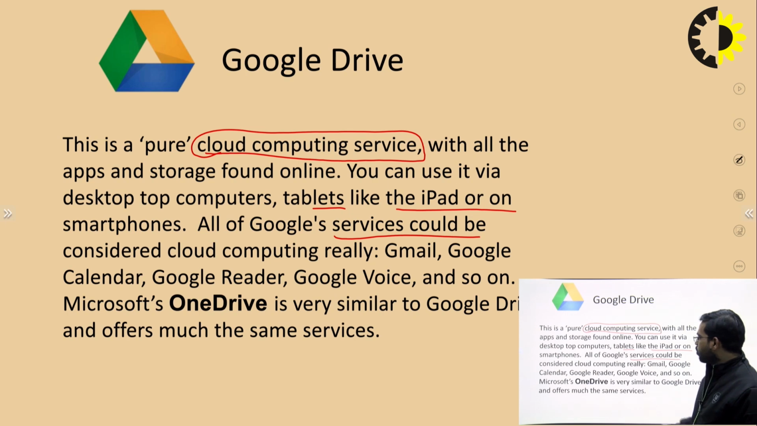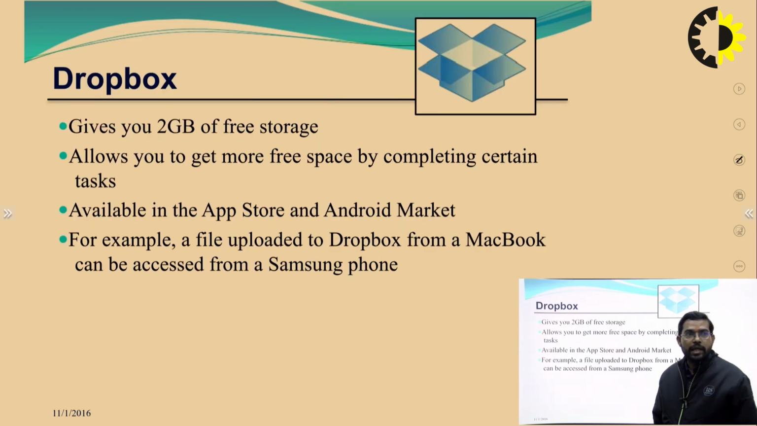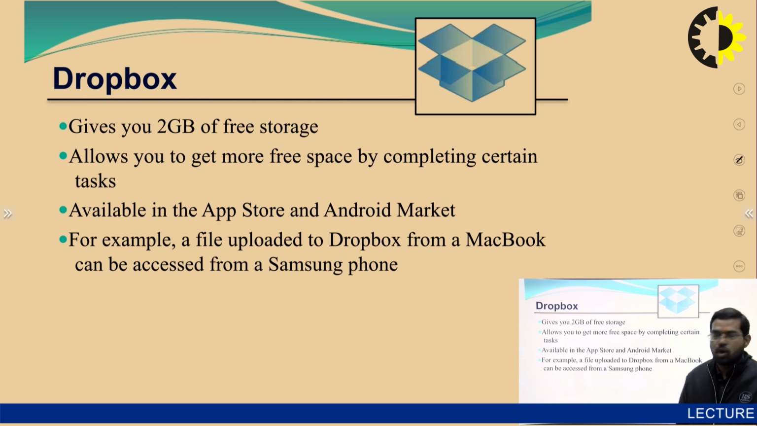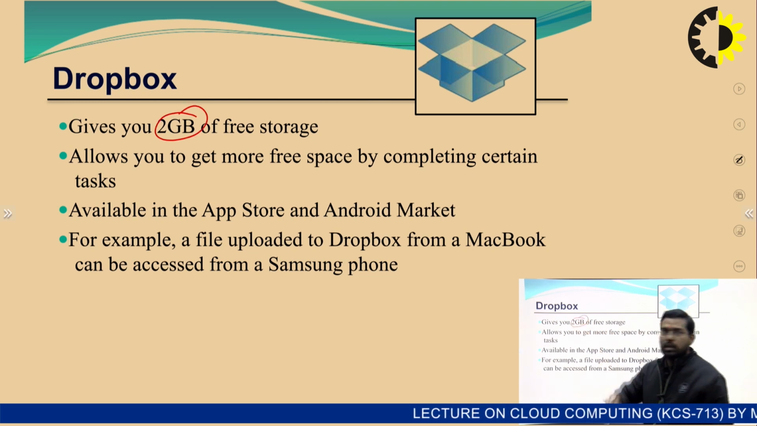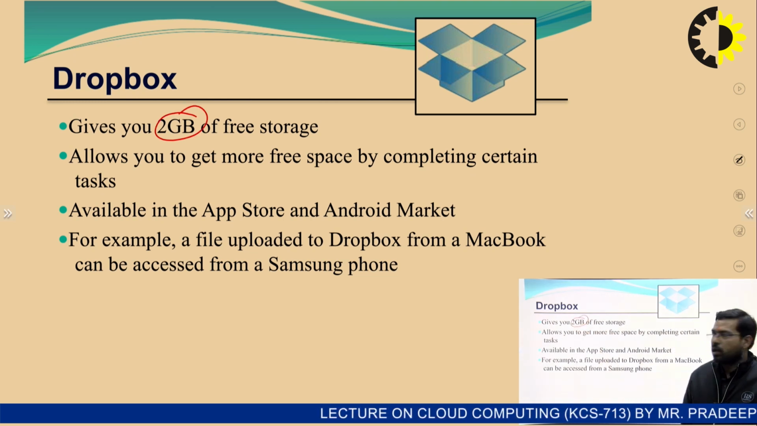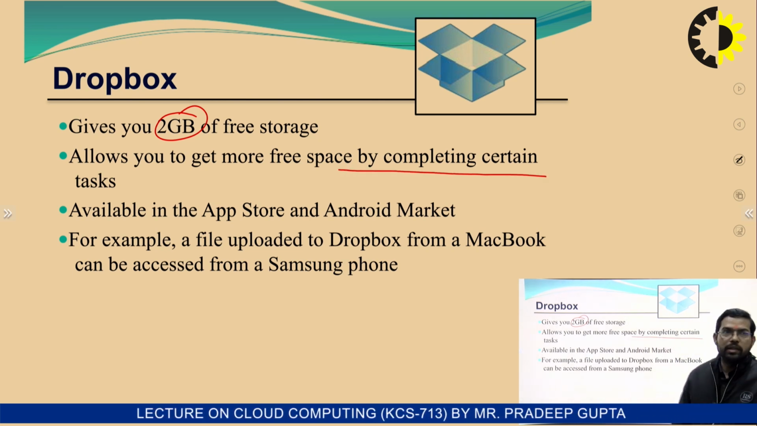And Microsoft OneDrive is very similar to Google Drive and offers much the same services. Next one is Dropbox. So Dropbox only gives you 2 GB of free storage, okay, and allows you to get more free space by completing certain tasks.